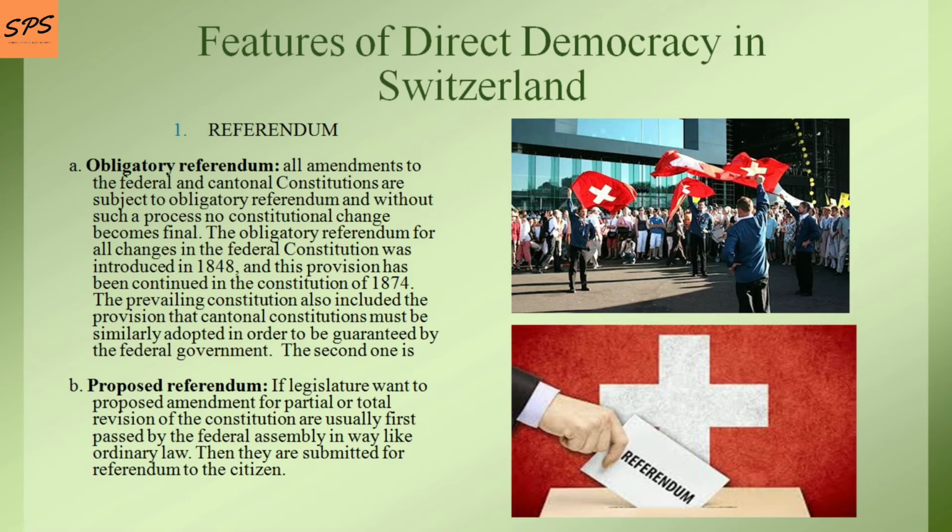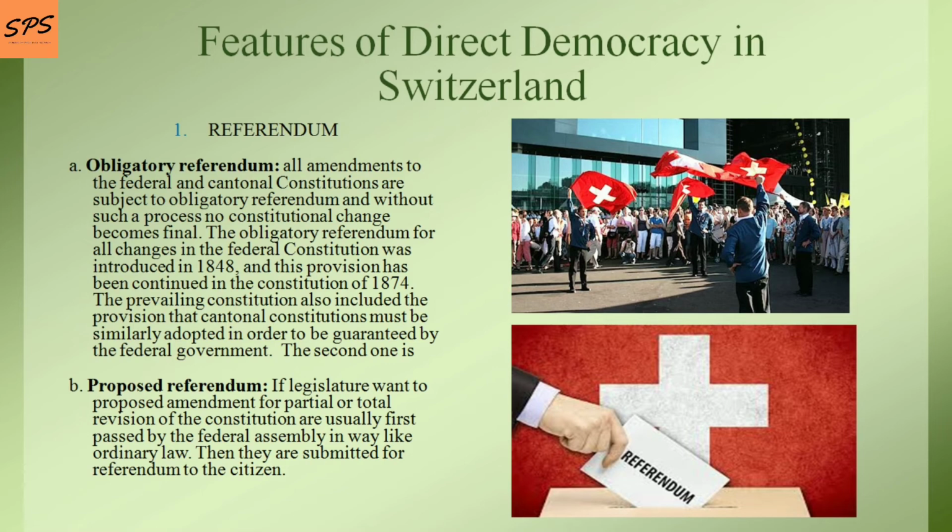The first one is referendum. In Switzerland, referendum is basically of two types. One is obligatory referendum and the second one is proposed referendum. In obligatory referendum, all amendments to the federal and cantonal constitutions are subject to obligatory referendum, and without such a process no constitutional change becomes final.